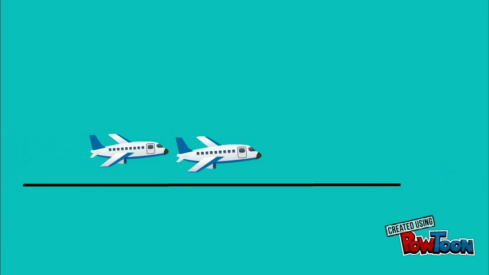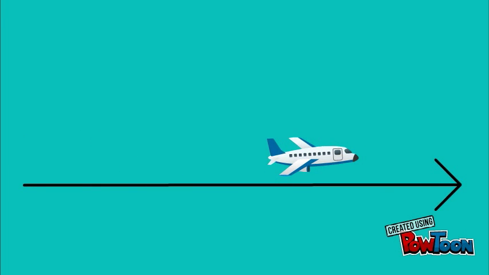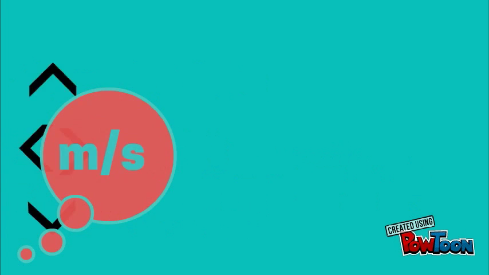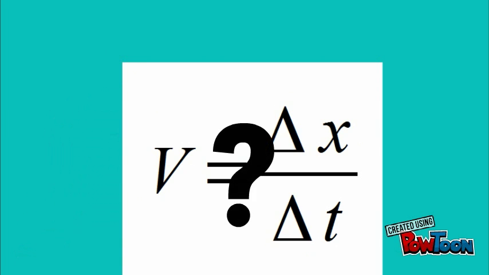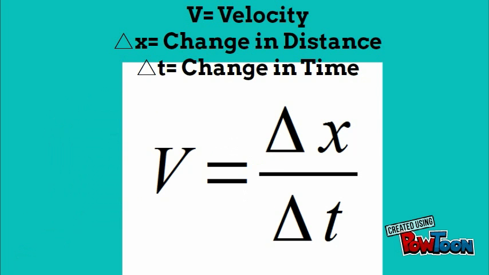Velocity has a magnitude and a direction, which means that it can go south, north, east, or west. Its standard unit is meters per second, and it's obtained by this formula. But what is this formula? V stands for velocity, delta x for change in distance, and delta t for change in time.